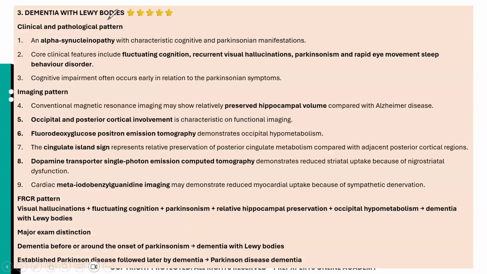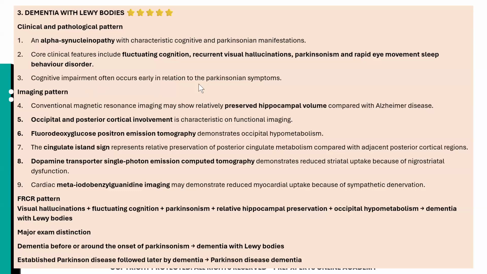Okay, next is your dementia with Lewy bodies. For Lewy bodies, remember, this is going to be about the visual area. I remember it like this: visual has L and Lewy has L. So visual. There should be a hint in the question about visual hallucinations or visual abnormalities. The pathology is alpha synucleinopathy. You can ignore this. Core features include fluctuating cognition, recurrent visual hallucinations, Parkinsonism, and rapid eye movement sleep behavior disorder.